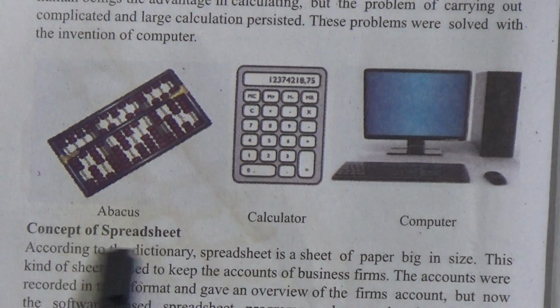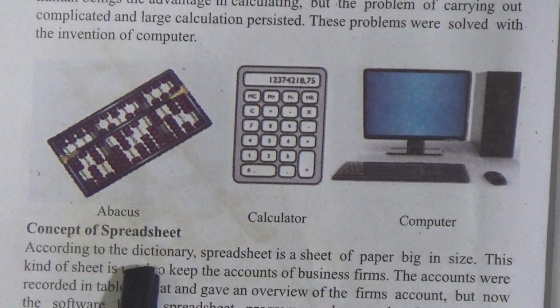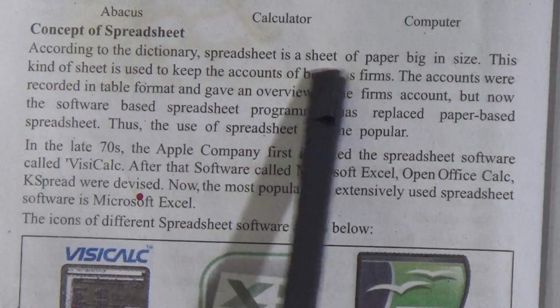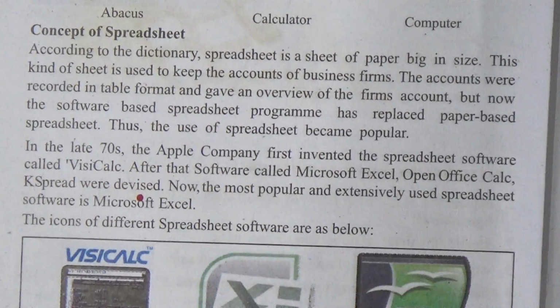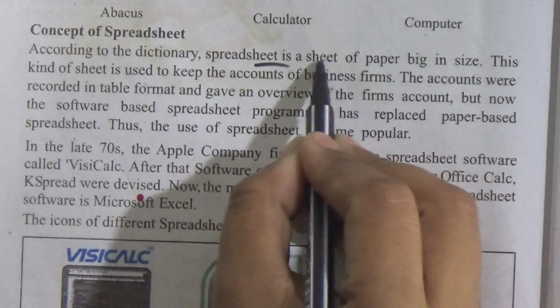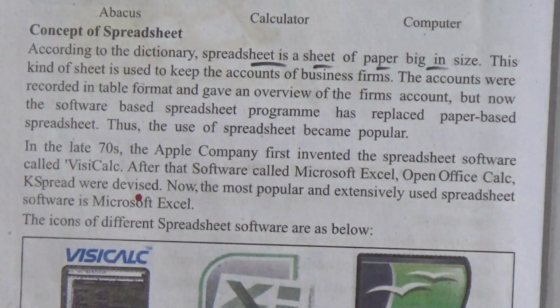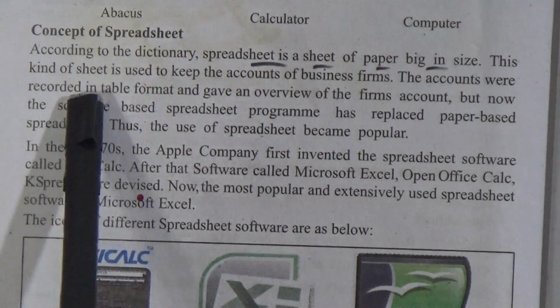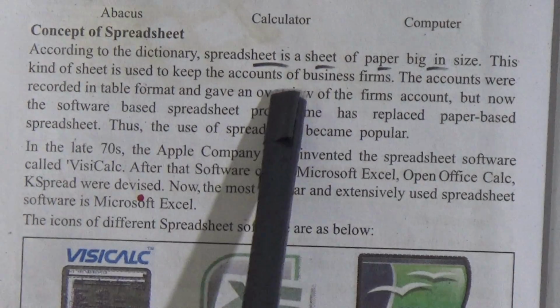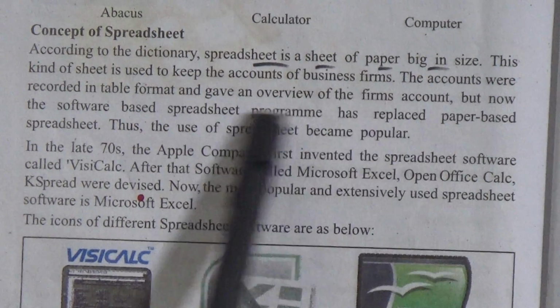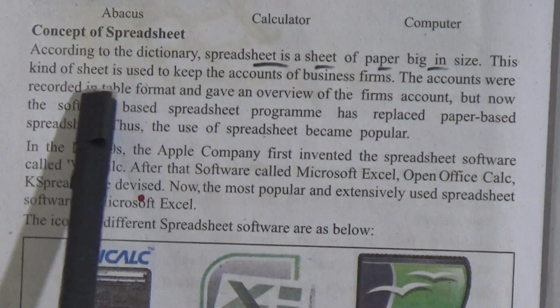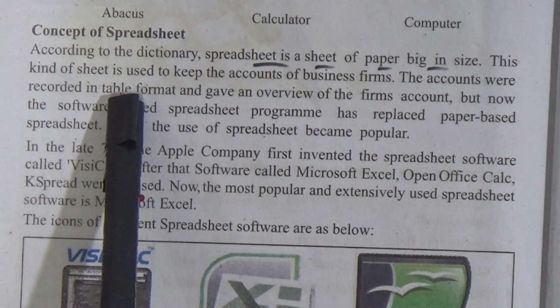Now the concept of spreadsheet. According to the dictionary, spreadsheet is a sheet of paper big in size. This kind of sheet is used to keep the accounts of a business firm. So in the business firm, this type of sheet is used.